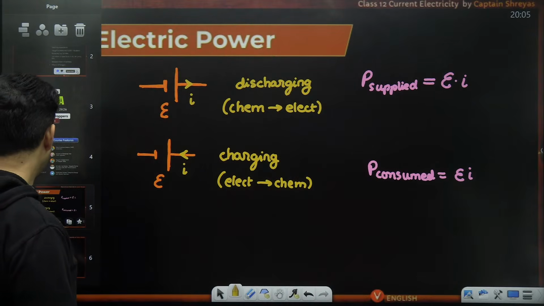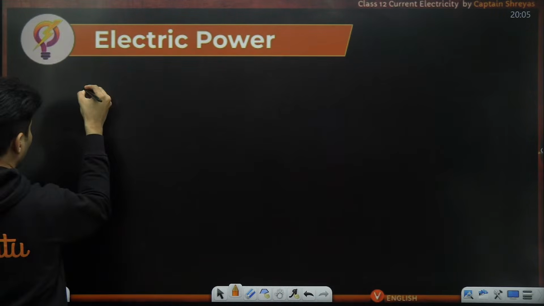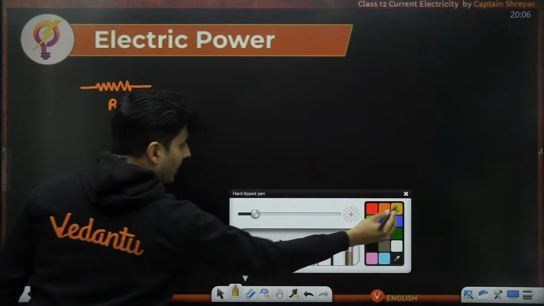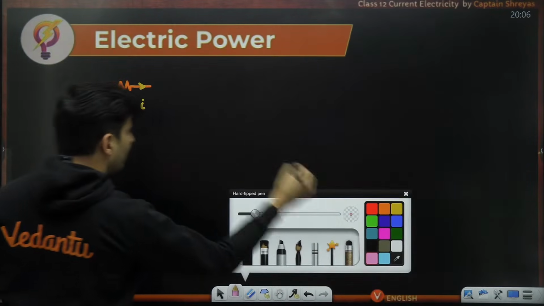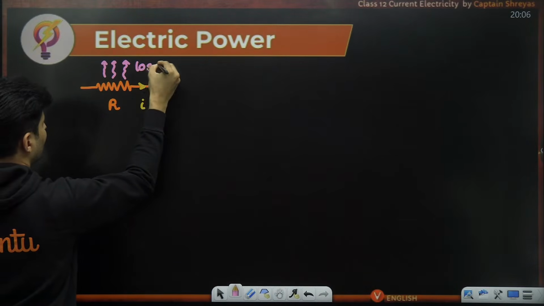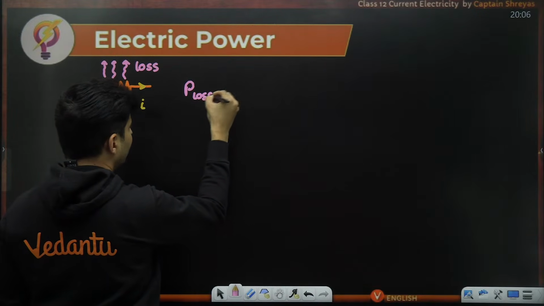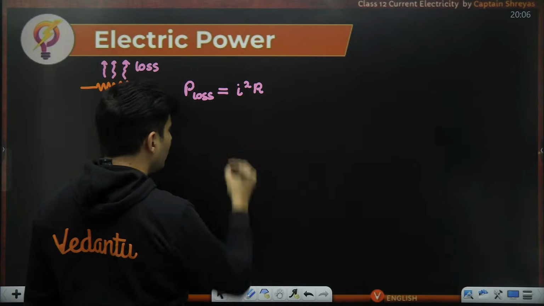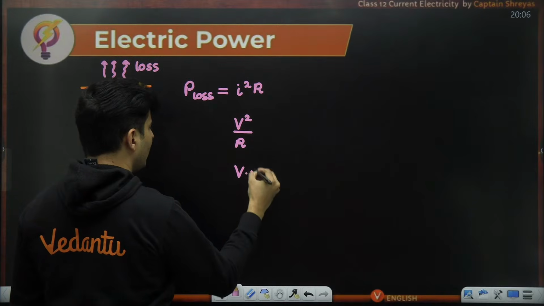All right. Now, having said this, what about a resistor? Well, if it is a resistor and some current is flowing, doesn't matter which direction, obviously some loss will be there. There will be some kind of loss which is encountered, and that power loss in that resistance is given by either I squared R, or you can also use the voltage square by resistance, or voltage into current.